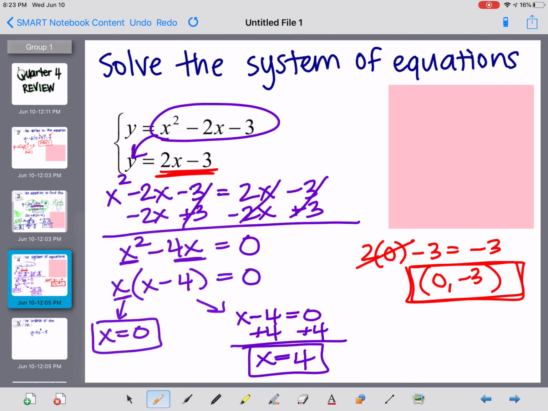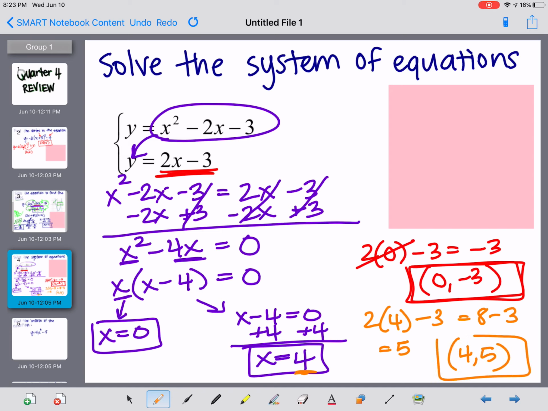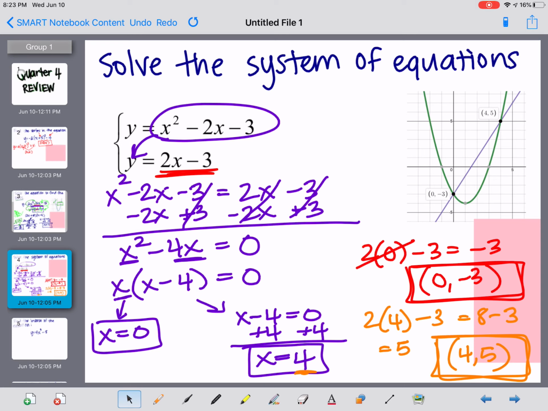Now let's do the second one. So I need to plug 4 in. So I'm going to do 2 times 4 minus 3, which equals 5. So I'm going to have the point 4 comma 5. So if I were to graph this in Desmos, I should get that same exact solution, which we did. We got 0, negative 3, and then 4, negative 5. Or sorry, 4, positive 5.